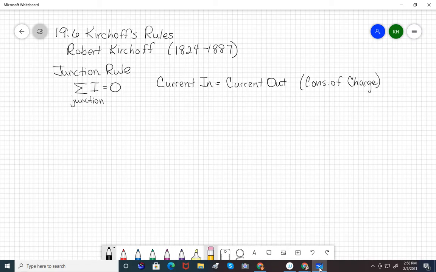So, if we have a circuit, this is what a junction looks like. A junction's where two or more wires meet. If I have some current flowing into this junction, I'll call that I1, and I have two currents flowing out of this junction, I'm going to call those I2 and I3, then it's really obvious that the current going in is the sum of the other two currents.